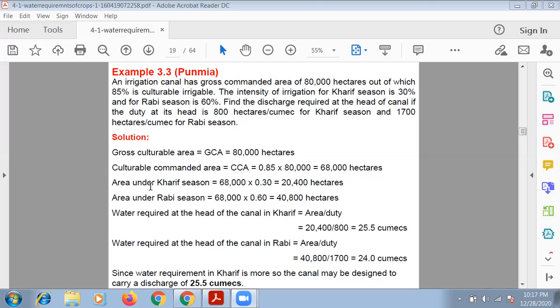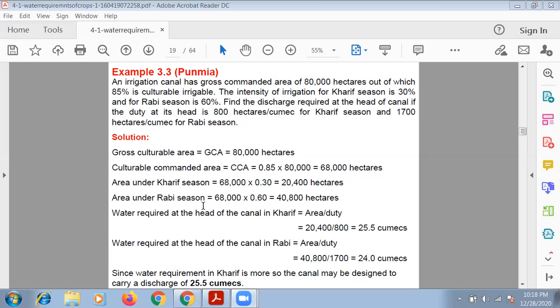And then we have two seasons here. One is the Kharif season and another is the Rabi season. So the area under the Kharif season is 30%. So it is 68,000, which is the culturable command area, into 0.3. So 30% means 0.3. So it is 20,400 hectares. And the area under the Rabi season is 60%. So it is 68,000 into 0.6, which is 40,800 hectares.